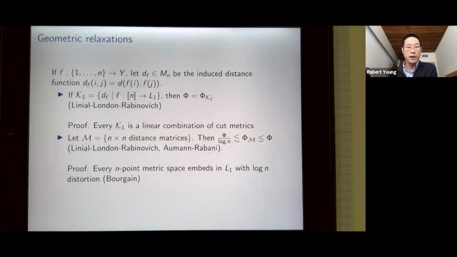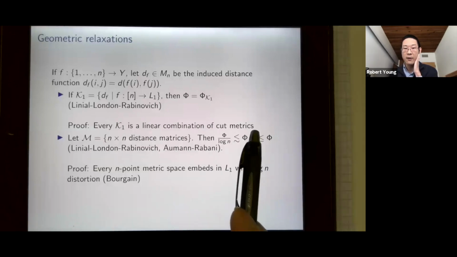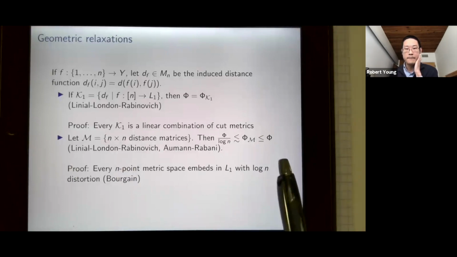The reason for this is that arbitrary metric spaces are about logarithmically far away from cut metrics, from the theorem of Bourgain, that every endpoint metric space embeds in L1 with a logarithmic amount of distortion. So if you have a distance matrix that minimizes sparsity, then you can approximate it by an L1 metric, and you can approximate that L1 metric as a sum of cut metrics. So this is within a log factor of the actual solution to the sparsest cut problem.